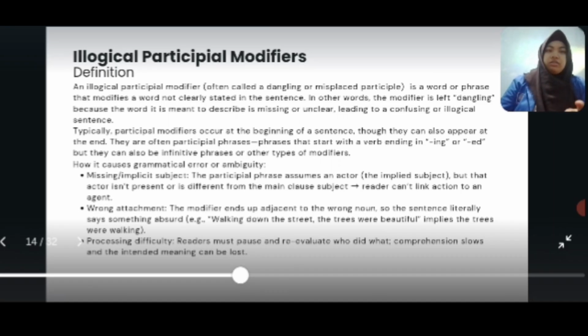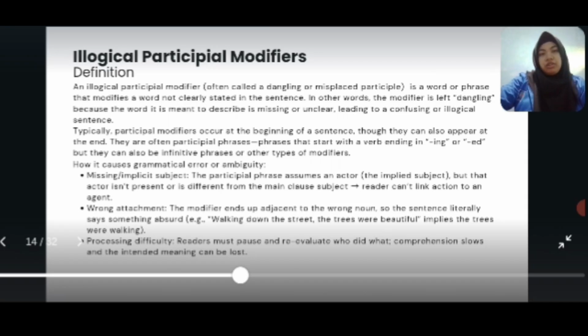So how does it cause grammatical error or ambiguity? First, a missing or implicit subject. The participle phrase assumes an actor, the implied subject, but that actor isn't present or is different from the main clause subject. So the reader can't link the action to an agent.